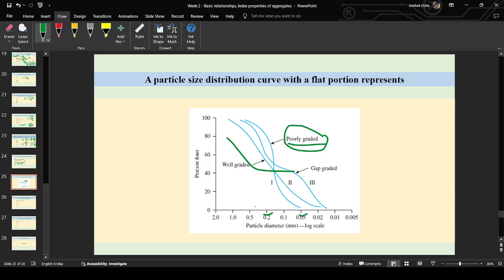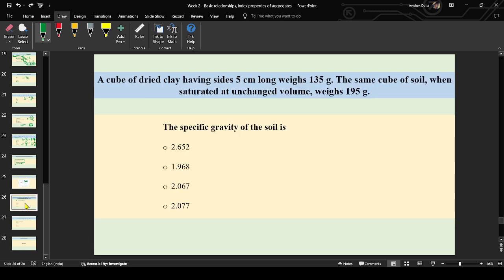Practically, as per my experience from field investigations and surveys, I have not come across anything that gives any limitation, as per my knowledge. Whenever there is an absence of any particle size range, it is called gap graded soil. Okay. So the last question over here is the cube of dry clay with 5 centimeter sides.